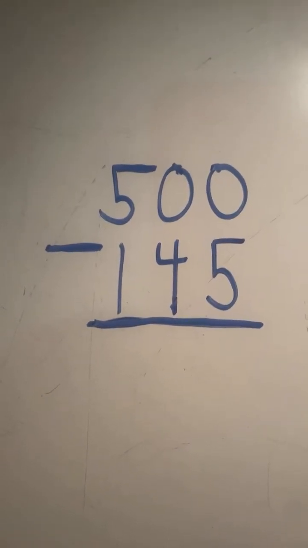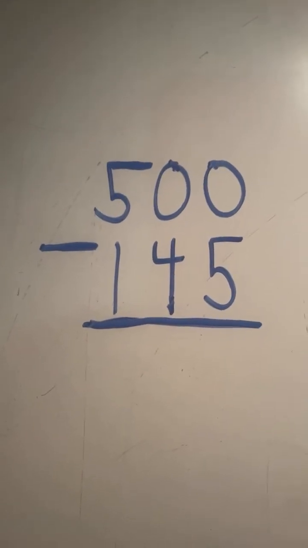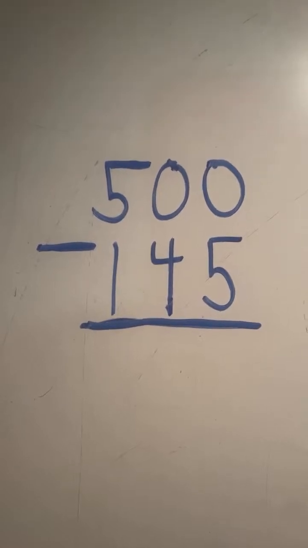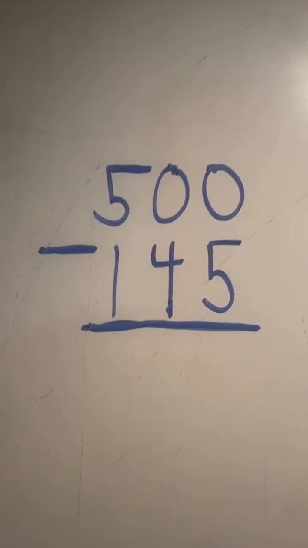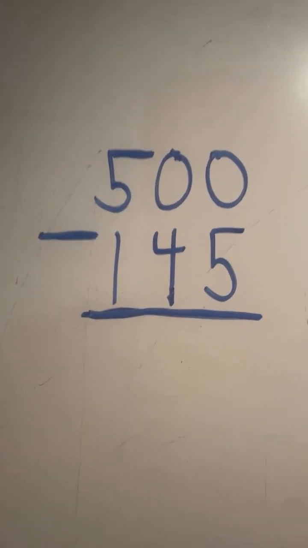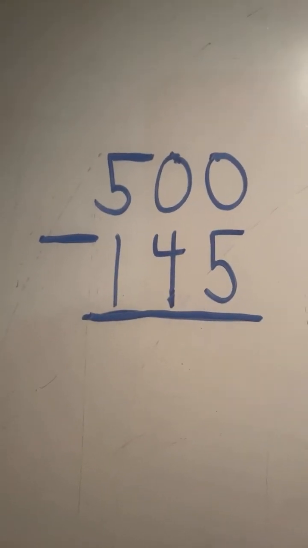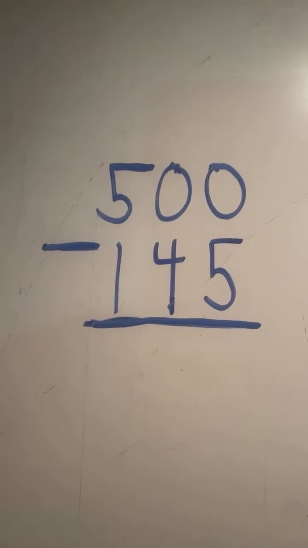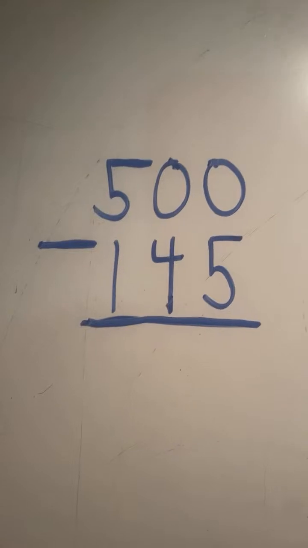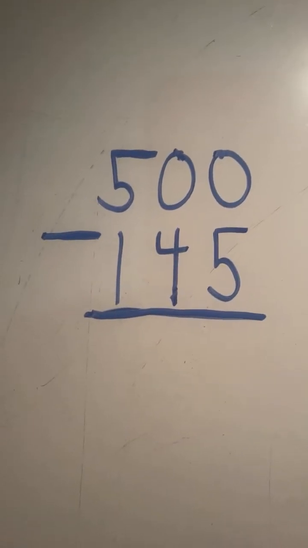500 minus 145 is our model problem, and we're going to go through step by step how to solve that problem. And if it's not already clear, 3-digit subtraction with regrouping is the focus. For subtraction problems, we regroup whenever there is a bottom digit that is bigger than the top digit. And I always say, before I subtract anything, I always check to see if regrouping is needed.